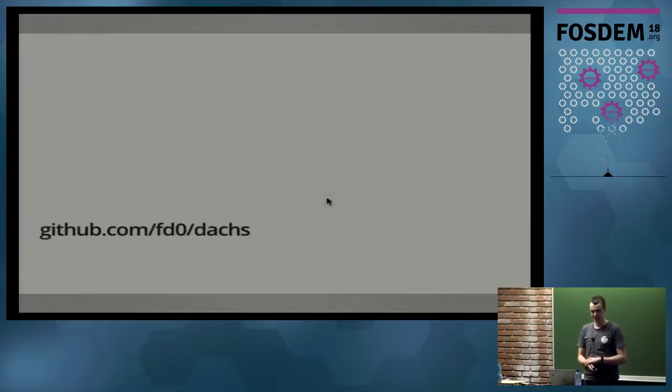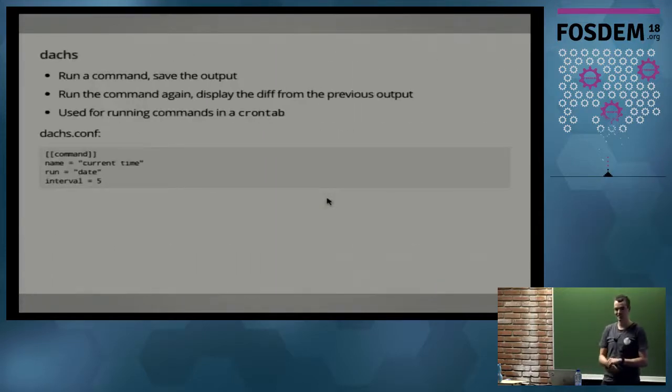So next one is dux, which is a small command that I'm using to track differences in output for commands. For example, here in the configuration, I have configured a command which just runs the date command on Unix. And I've configured that it shouldn't run faster than every 5 seconds.